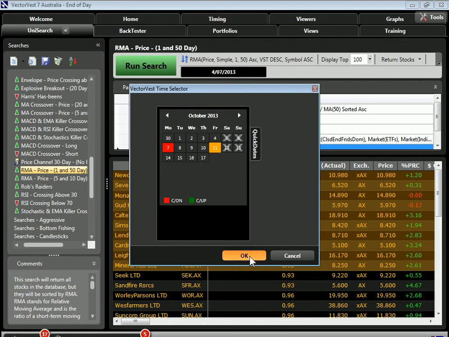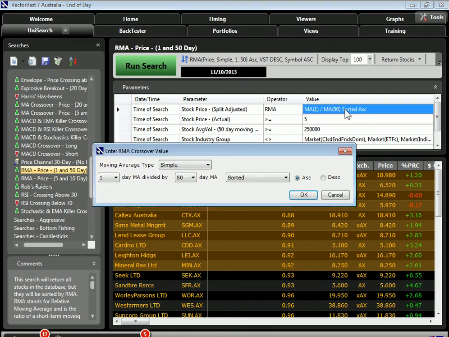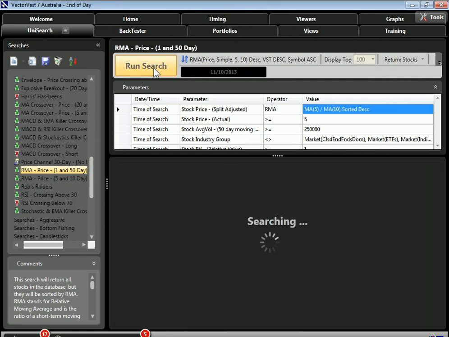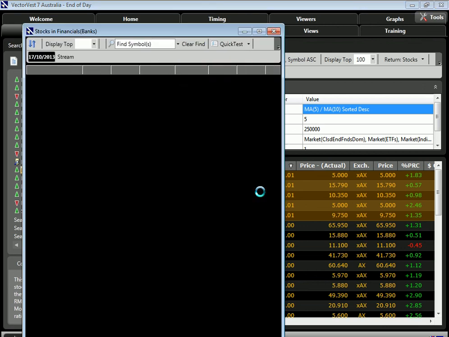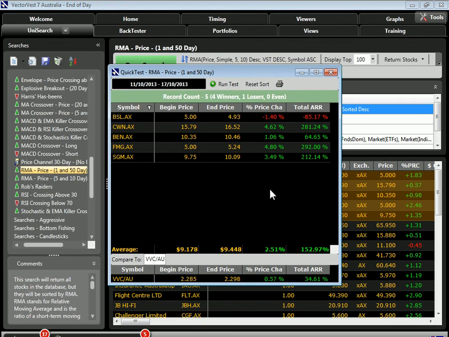If we click on OK here and just manipulate our moving averages, let's move to a 5 and a 10. And we're going to sort descending because we want to find that 5 as it's crossing above that 10, for example. So it's just another usage of RMA. Perhaps it'll make more sense when I run the search and we see the value. You see the value there of 1.01? That means they're nearly equivalent, but the short term is slightly greater than the long term, so it's the crossover. If we just take a look at the stocks that have crossed over in the last week, quick test them, boom, they're up 2.5%, market's up 0.5%.